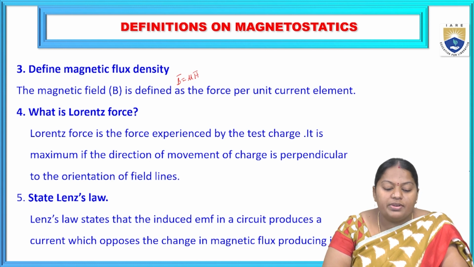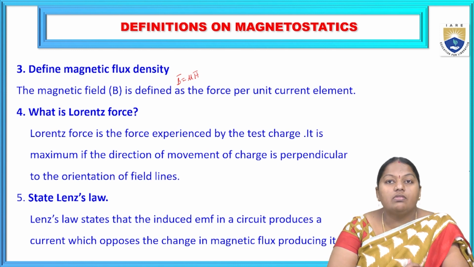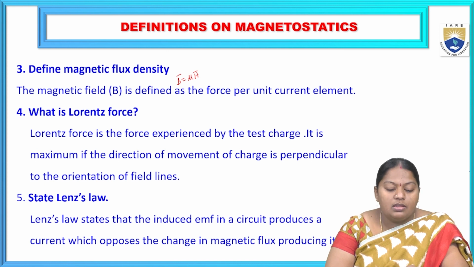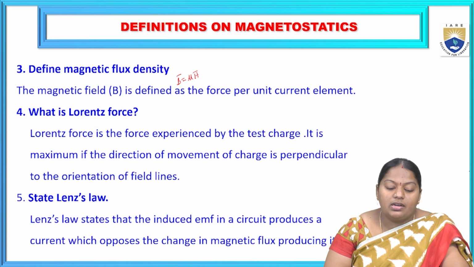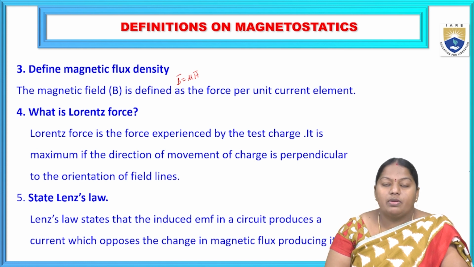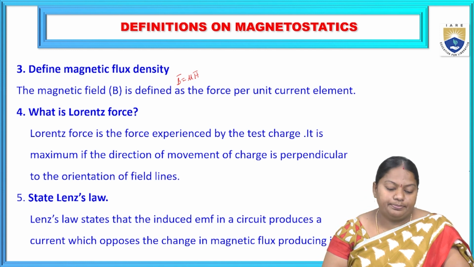Right? So magnetic flux density is denoted with B bar, and in terms of magnetic field intensity it is given by B bar equal to mu into H. The magnetic field B is defined as the force per unit current element and is generally measured in Teslas. Magnetic flux is generally measured in Webers, and magnetic flux per unit area is given by magnetic flux density, sometimes measured in Weber per meter square.